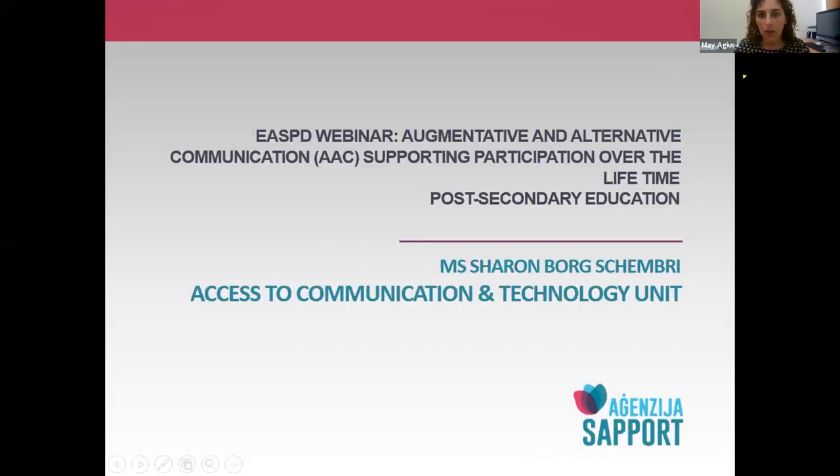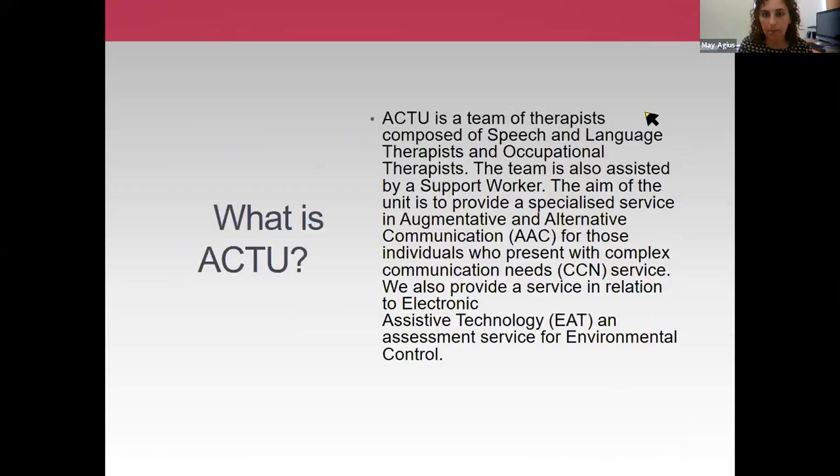Okay. So yes, we'll be now looking into how AAC will help persons with post-secondary education. But before doing this, I would like to introduce our service, which is the Access to Communication Technology Unit, which is part of Agenzija Sapport, which is an organization in Malta. In ACTU, we are a team composed of speech and language therapists and occupational therapists.